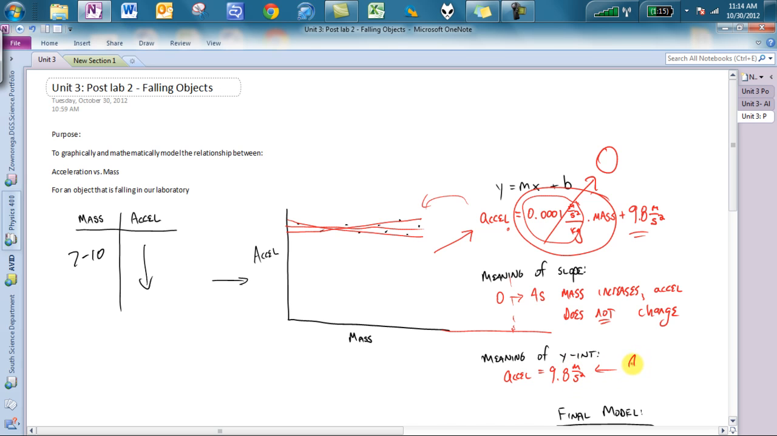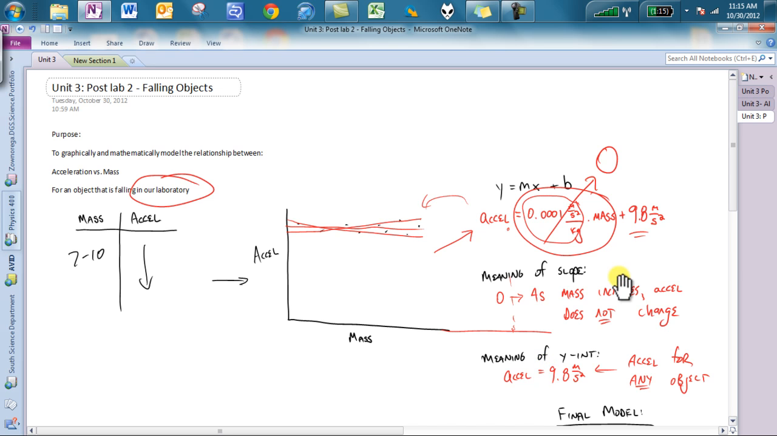That is the acceleration for really any object in our laboratory. Remember, preface this by saying this is what we did in the laboratory. So the meaning of our y-intercept is that it's telling us the acceleration for any object that is falling. Now we're going to say if this is positive or negative depending on the situation. We were just recording all positive accelerations. That may change depending on how you set up your axes.